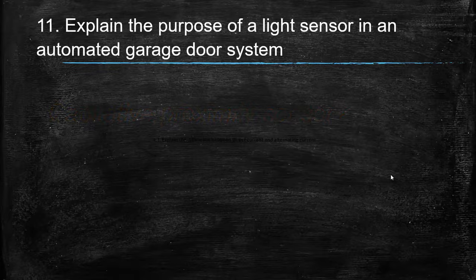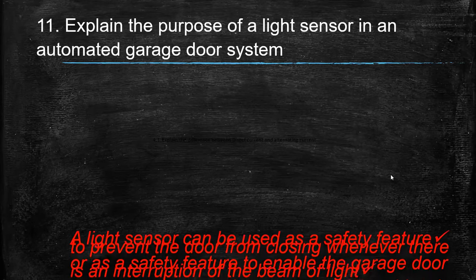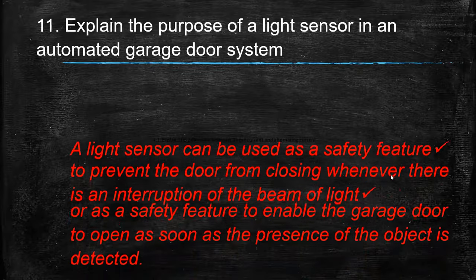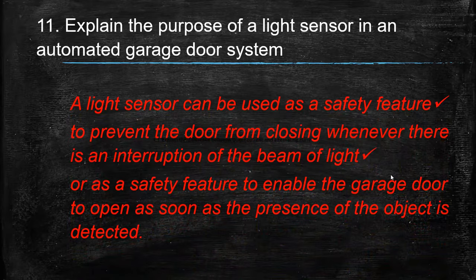Explain the purpose of a light sensor in an automatic garage door system. A light sensor can be used as a safety feature to prevent the door from closing whenever there is an interruption of the beam of light, or as a safety feature to enable the garage door to open as soon as the presence of the object is detected.